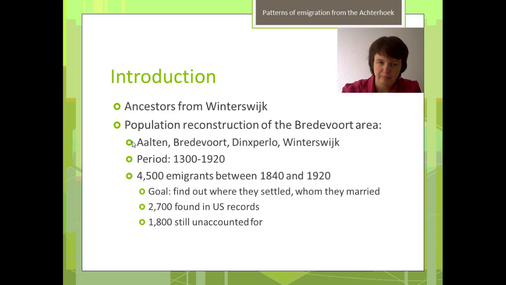In the course of my research I came across several ancestors who had siblings who emigrated to the United States. And since 1993 I've been researching those people. There are about 4,500 immigrants that I've located so far who left the area between 1840 and 1920. My goal is to find out what happened to them, where they settled, whom they married, who their children were, etc. So far I've been able to locate 2,700 of those in US records. For example, census records or cemetery records or other local church records. And there are about 1,800 people still unaccounted for.